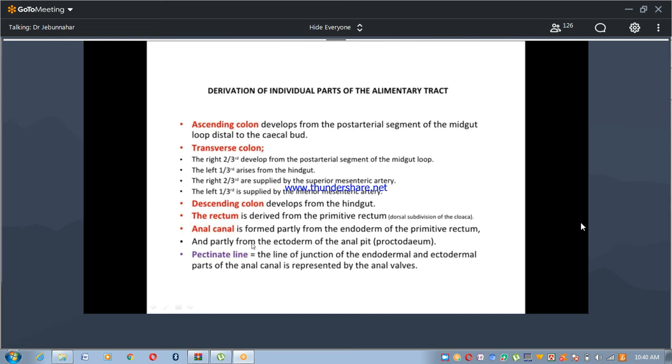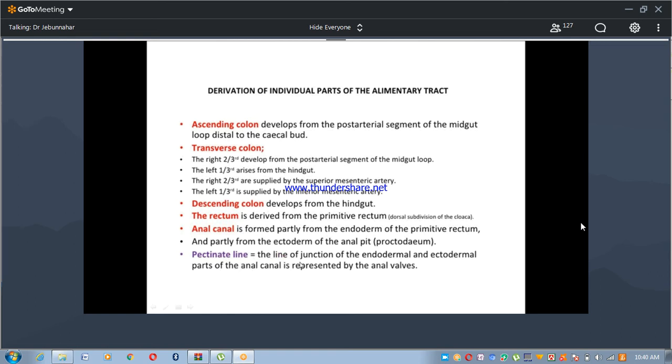The rectum is derived from the primitive rectum, the dorsal subdivision of the cloaca. The anal canal is formed partly from the endoderm of the primitive rectum and partly from the ectoderm of the anal pit, which is known as the proctodeum. The pectinate line, the line of junction of the endodermal and ectodermal parts of the anal canal, is represented by the anal valves.